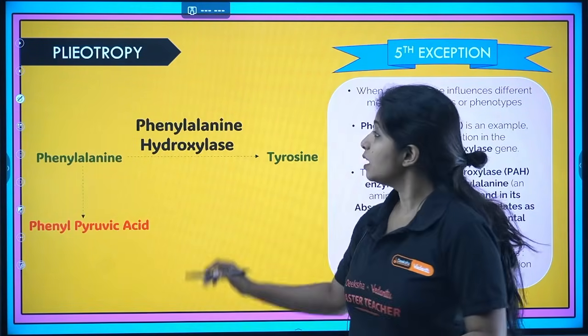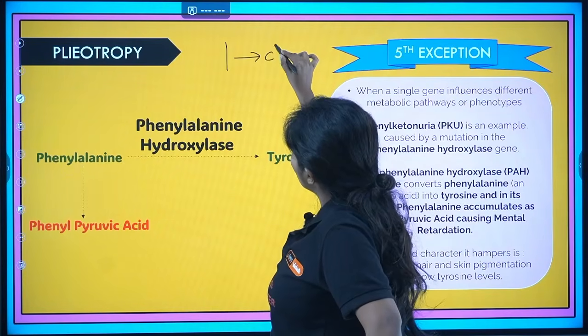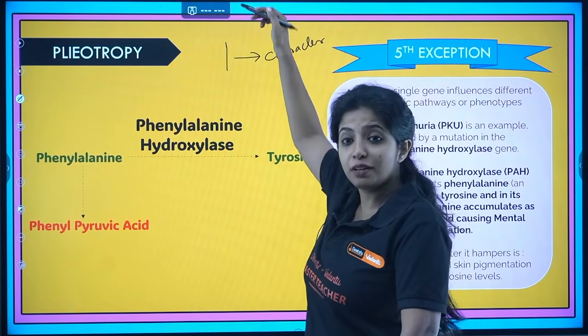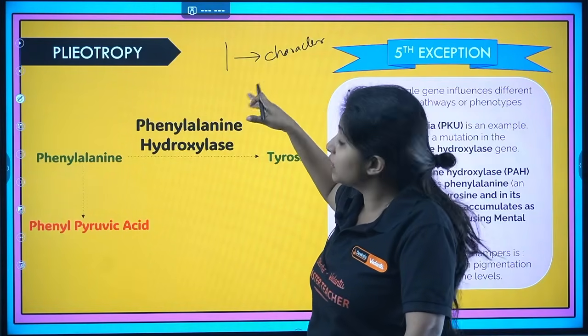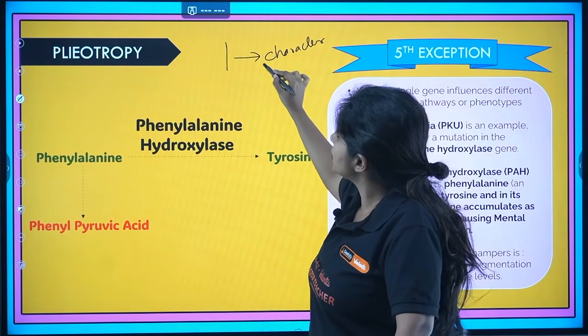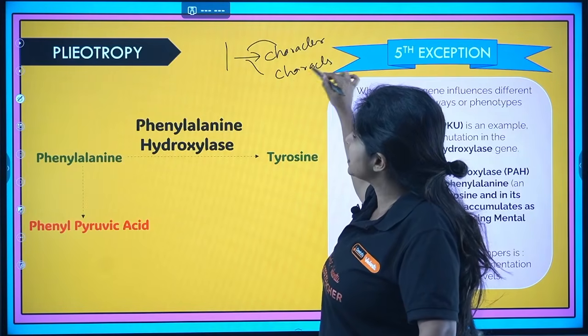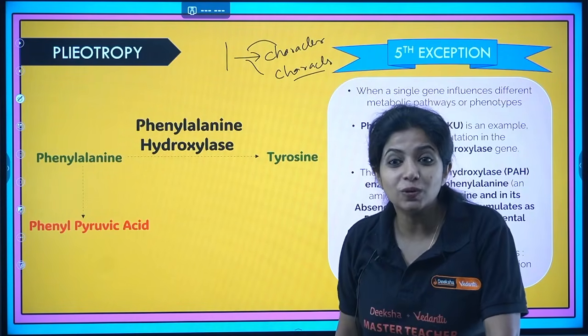Again, you have heard that one gene codes for one character. In the previous example, we saw that multiple genes are coding for one character. That was an exception. Here, one gene does not just code for one character, but can code for multiple characters. This is known as Pleiotropy.